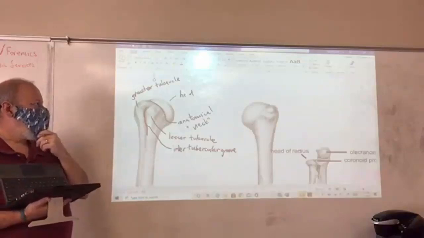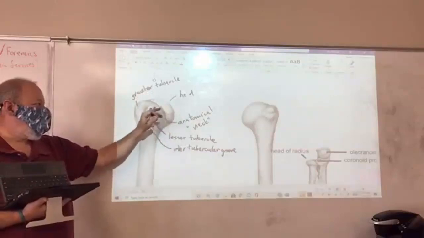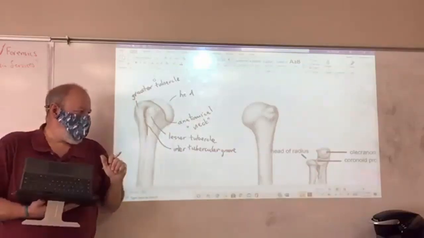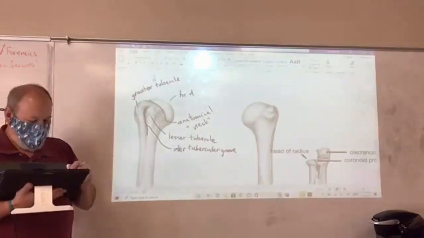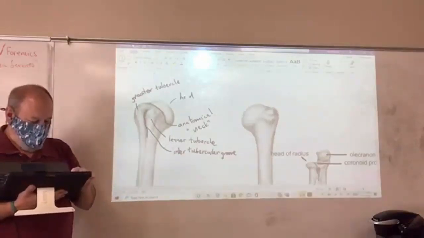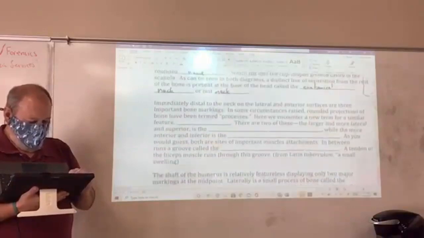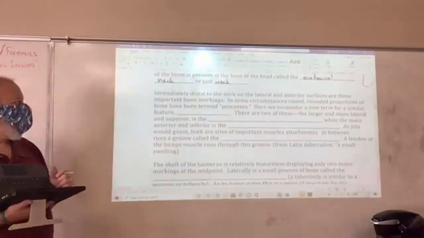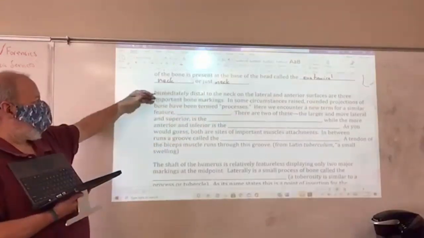Okay, so we've got the head, the neck, the greater tubercle, the lesser tubercle, and the intertubercular groove. And these three things here are going to be important sites of attachment for muscles. So we need to go back and put these in our notes. Immediately distal to the neck on the lateral and anterior surfaces are three important bone markings.